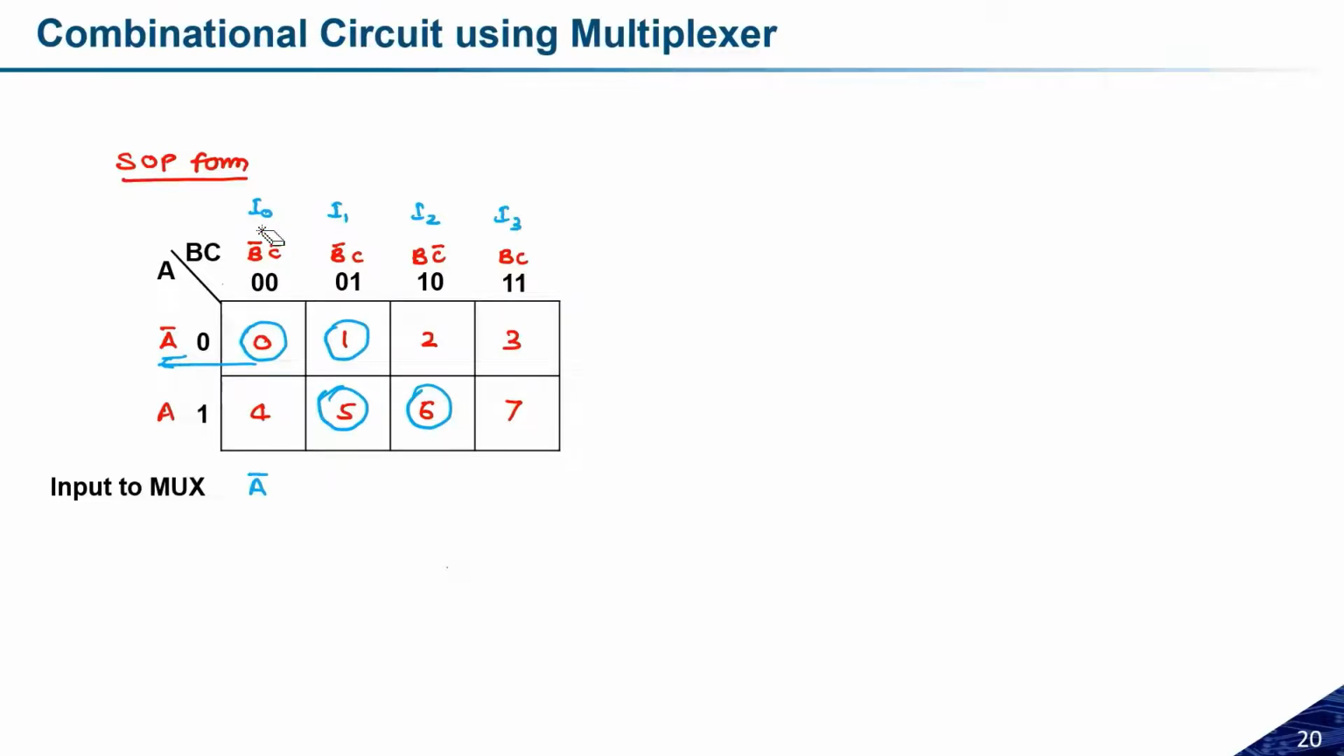Similarly, if both are encircled, then logic high will be connected directly to the input. If the lower part is encircled, then A will be connected to the input, and if none of the terms are encircled, in that case logic 0 will be connected to the I3. So this is what we can expect. We can connect the multiplexer based on the combinations.